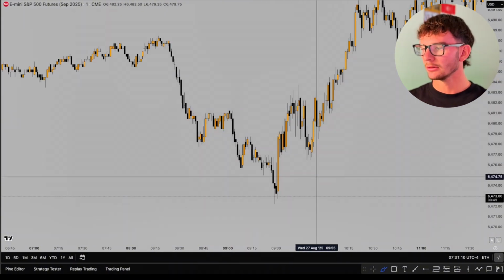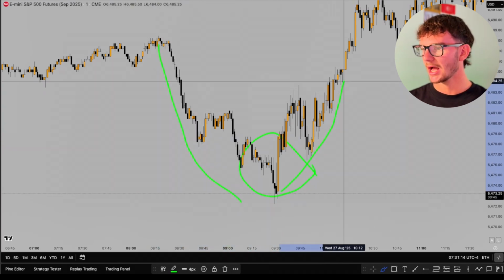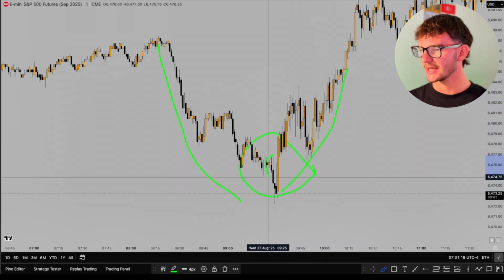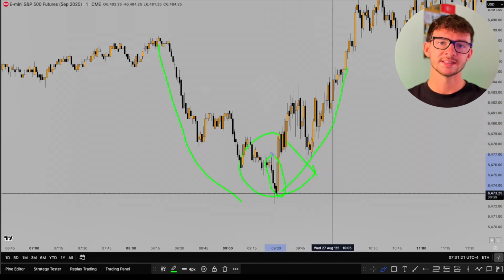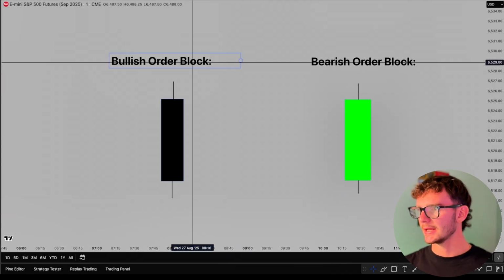And on a chart, that looks something like this. We are in this downtrend and then we shift and start going higher. Now, the actual change in the state of delivery is this little section here, but let's first talk about what exactly an order block looks like. So here on the chart, we have a bullish order block and a bearish order block.